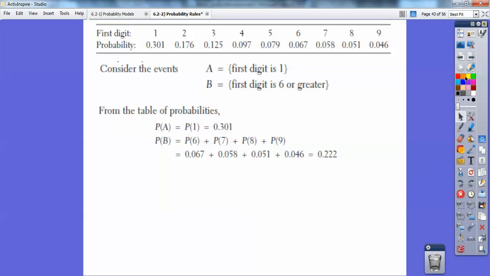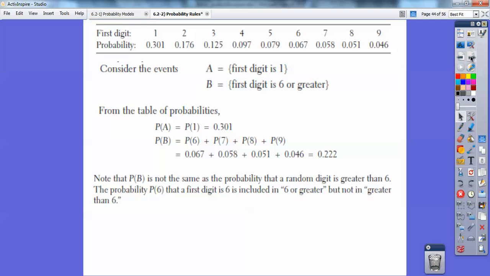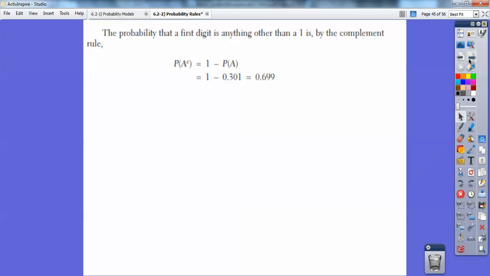Okay, all right, so note that the probability of B is not the same as the probability of a random digit that's greater than 6, because it says the first digit is 6 or greater. Can you see that does not mean greater than 6? So it's different. Just a different meaning right there.